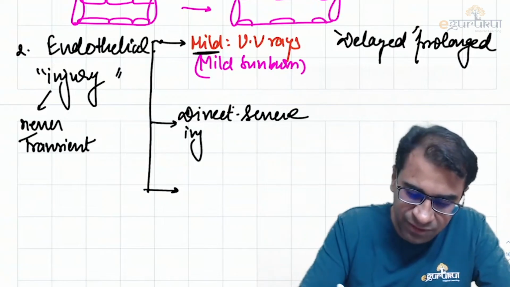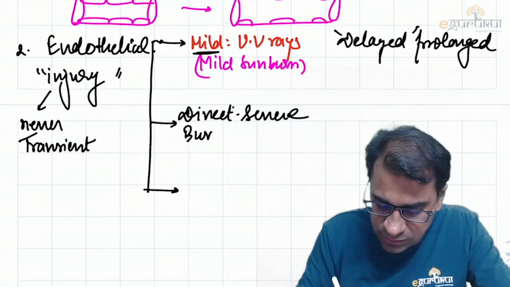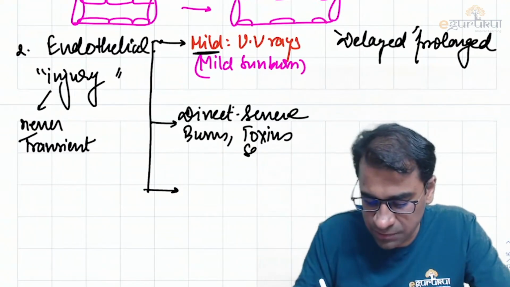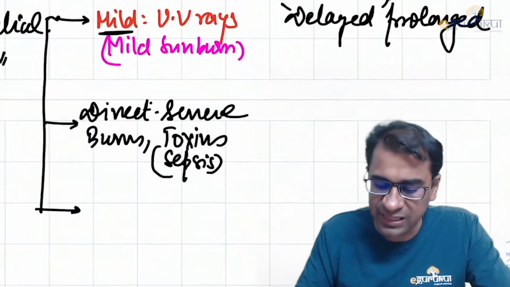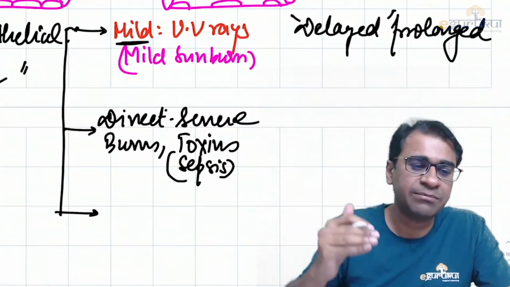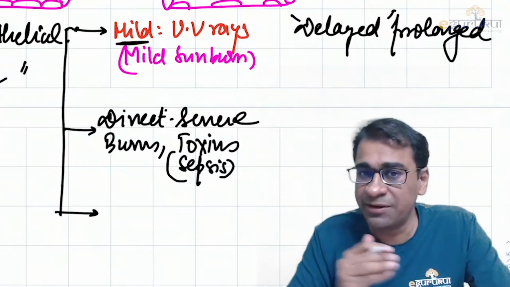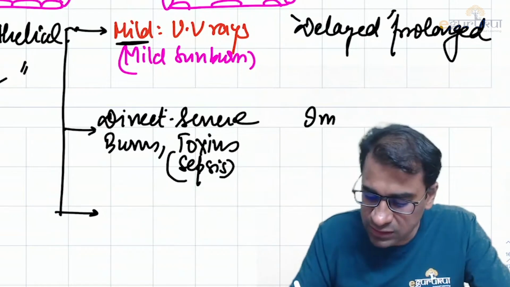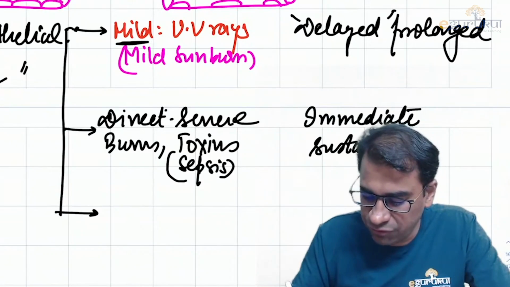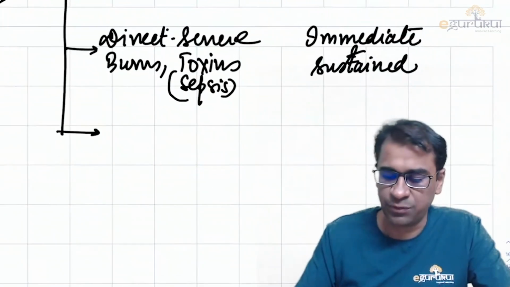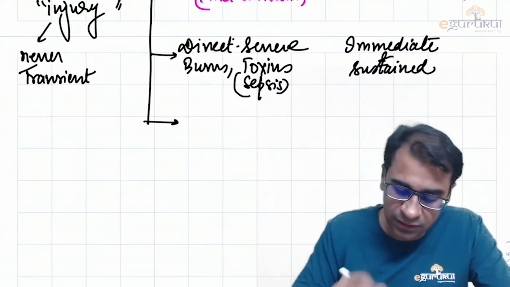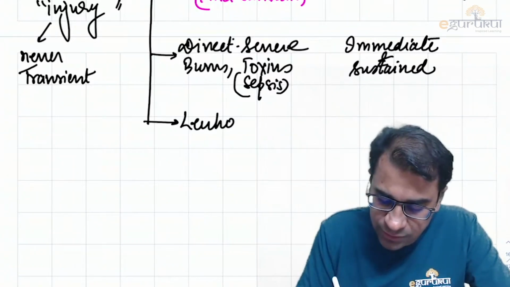Severe injuries mean severe burns or severe toxins, like sepsis. The moment the burn has happened, immediately the increased permeability will happen. But will it ever be transient? No. So we call this an immediate sustained response. The third type of injury is due to leukocytes.